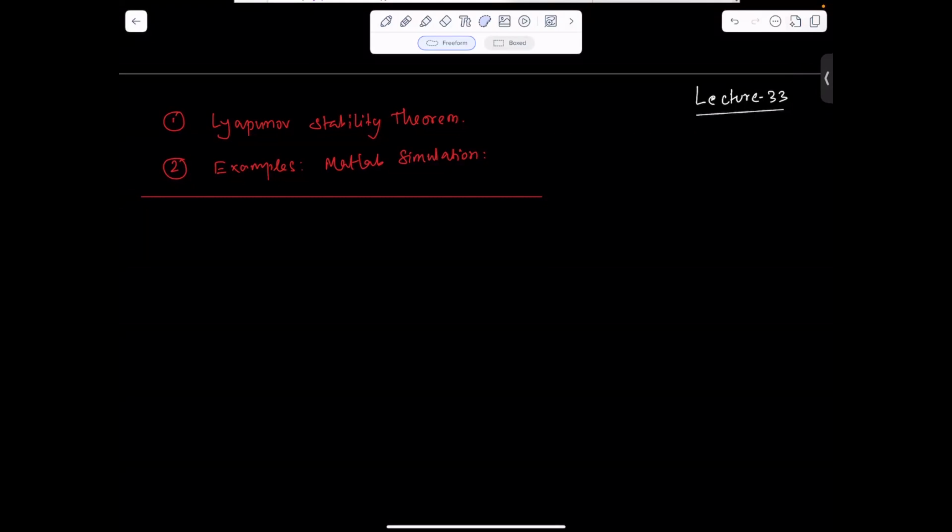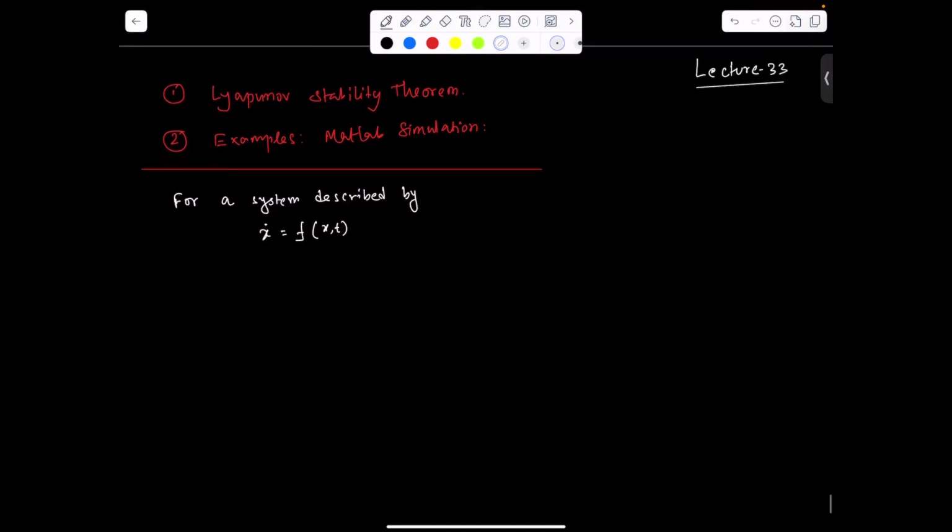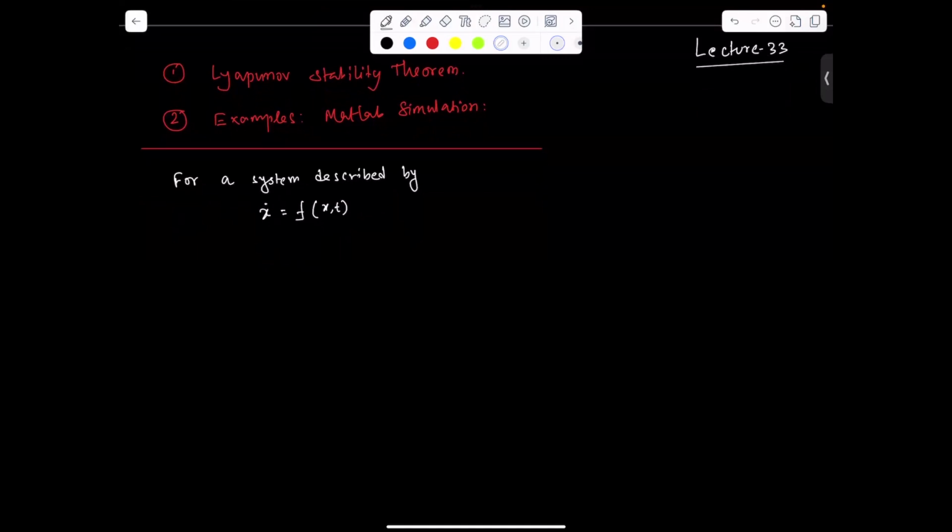Let's consider a system described by x dot equal to f of x, t, and this function f of x, t satisfies f of 0, t equal to 0 for all t greater than or equal to t naught.